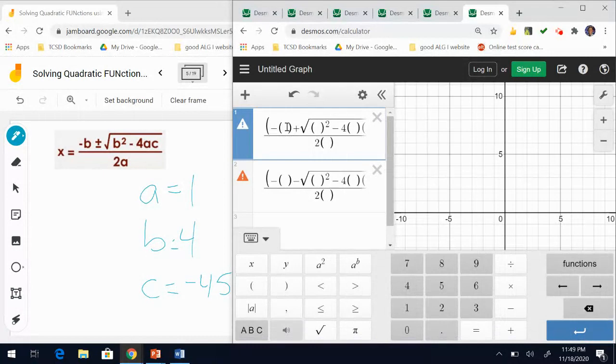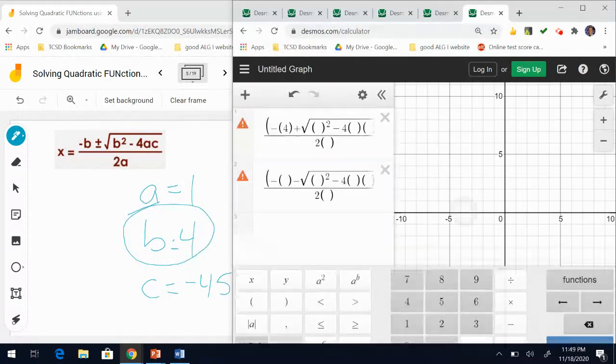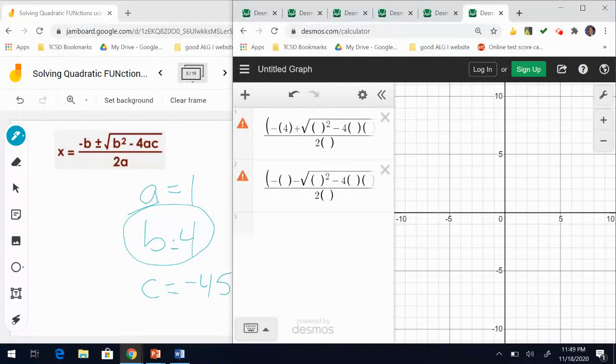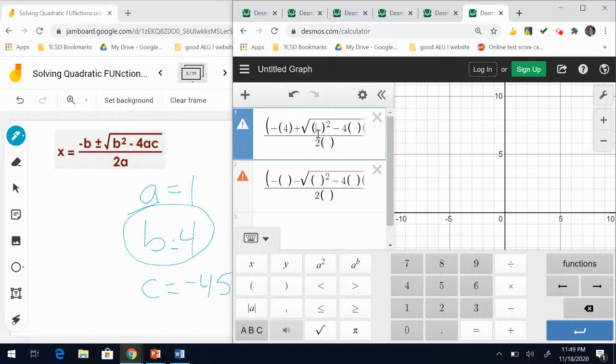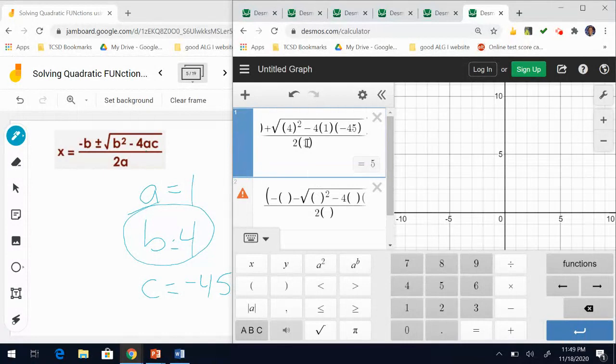What goes in the first parentheses is B. So that's 4, because here my B is 4. And then what goes in the second set of parentheses, again, it's going to be 4. Negative 4. What goes in this set of parentheses right here is the A value. So that's going to be 1. What goes in this value here? C, so that's negative 45. And then it's all over 2A. What's my A value? 1. And guess what? Desmos does it all for me.